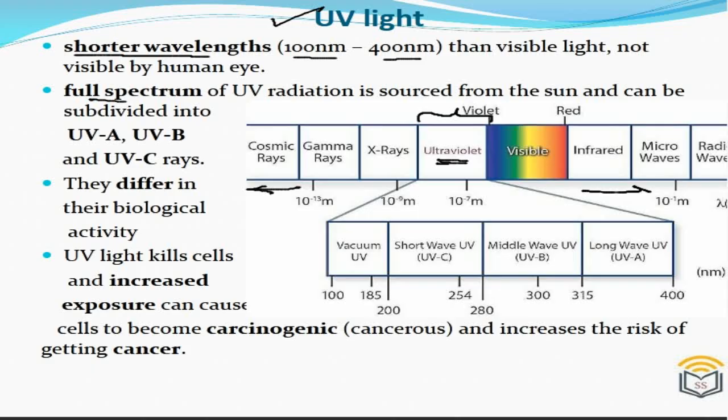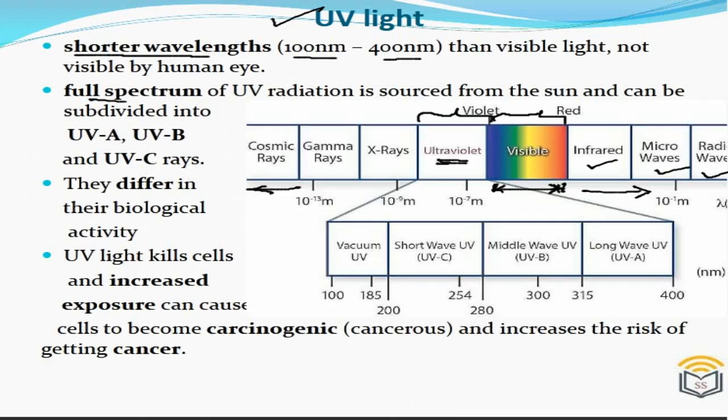And as we go to this side of the electromagnetic spectrum, the infrared, the microwaves and the radio waves have the longer wavelengths, and this part is the visible spectrum of light. Here the human eye is able to visualize pictures. Just below it is the ultraviolet range. Basically it is not visible to the human eye, because the human eye can visualize only from here to here.